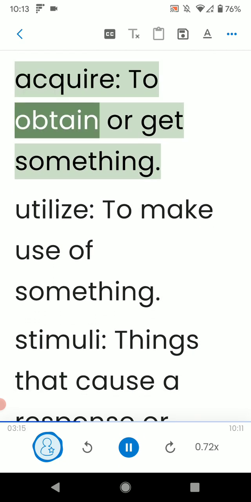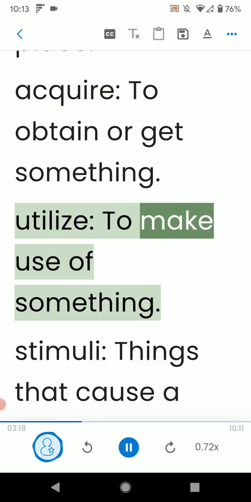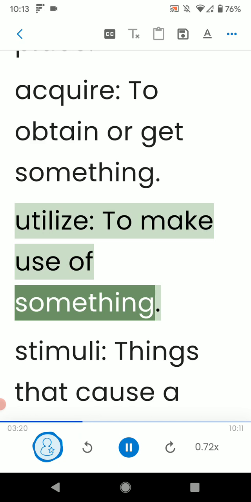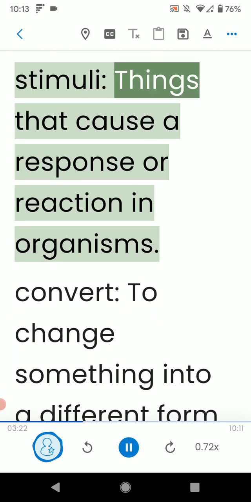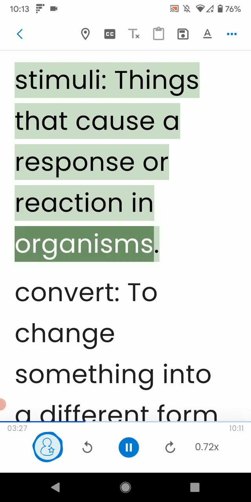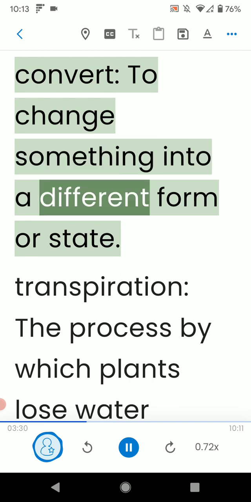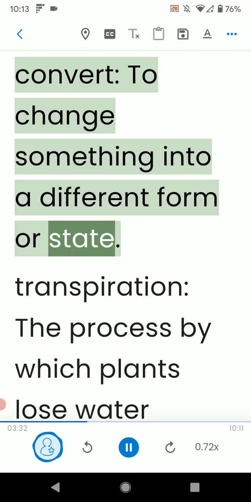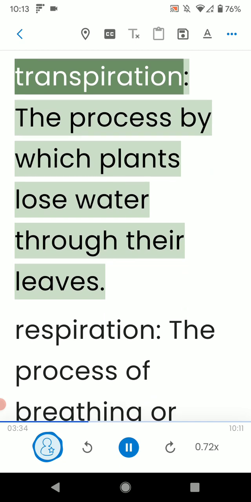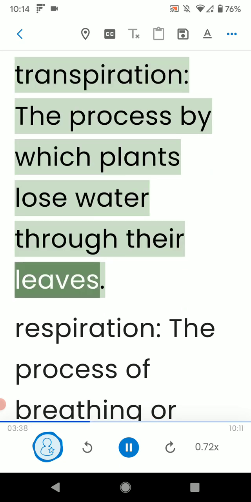Acquire, to obtain or get something. Utilize, to make use of something. Stimuli, things that cause a response or reaction in organisms. Convert, to change something into a different form or state. Transpiration, the process by which plants lose water through their leaves.